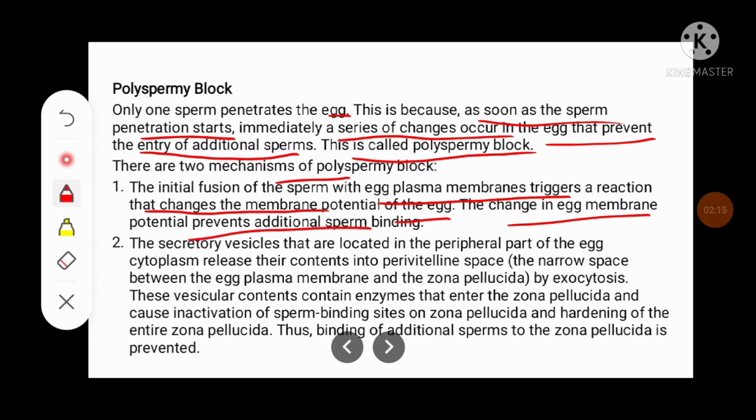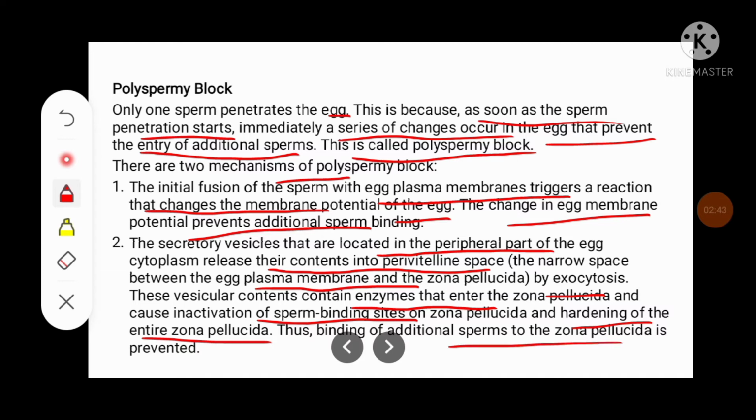Second one, secretory vesicles that are located in the peripheral part of the egg cytoplasm release their contents into the perivitelline space, a narrow space between the egg plasma membrane and zona pellucida, by exocytosis. These vesicular contents are enzymes that enter the zona pellucida and cause inactivation of the sperm binding sites on the zona pellucida and hardening of the entire zona pellucida. So thus binding of additional sperm to the zona pellucida is prevented.